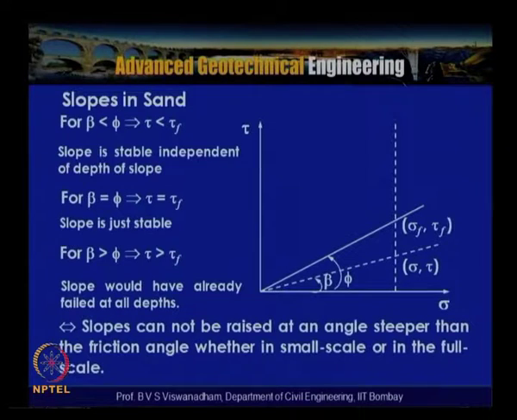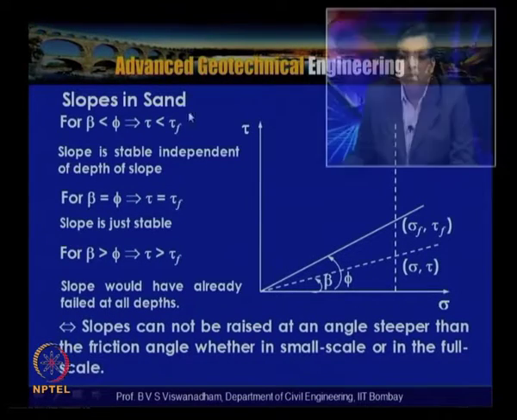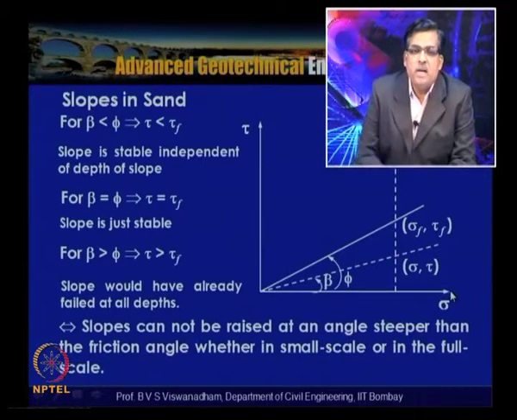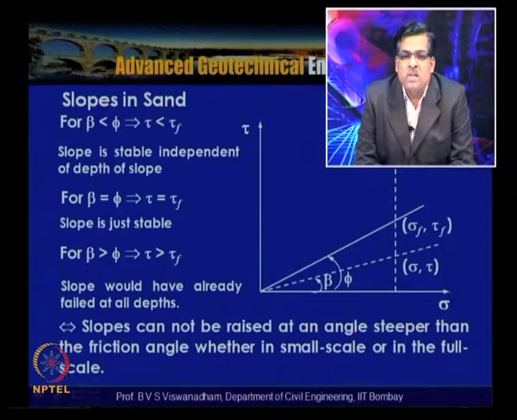Consider tau on the y axis and sigma on the x axis. This is the failure envelope, and this is the friction angle the soil can take, and let beta be the slope inclination. As long as beta is less than phi, the slope will be stable. That is what we have been discussing. Suppose beta is equal to phi, that means all points on this line will be in contact with the failure plane. So for beta less than phi, tau is less than tau f.